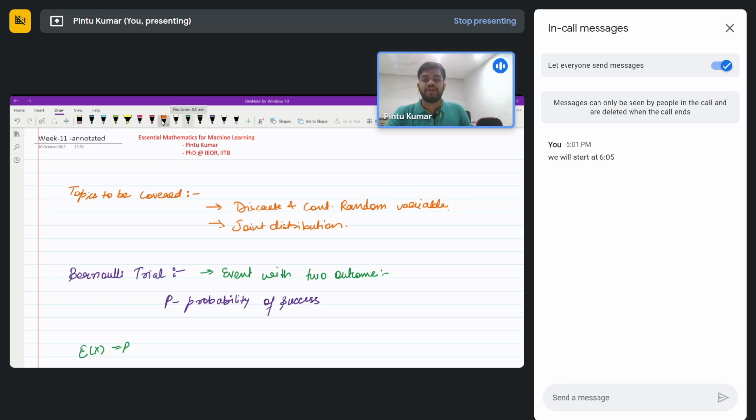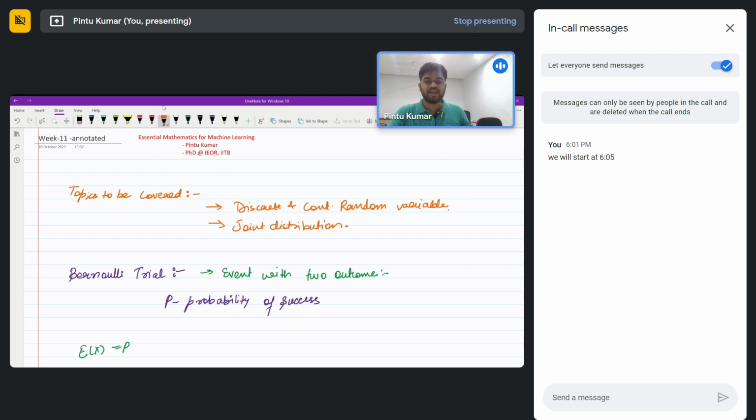The topics that I intend to cover today are examples of discrete and continuous random variables. We saw what discrete and continuous random variables are in the last class, but today we'll look at some specific types of distributions that are useful. Also, we'll look at something related to joint distributions.